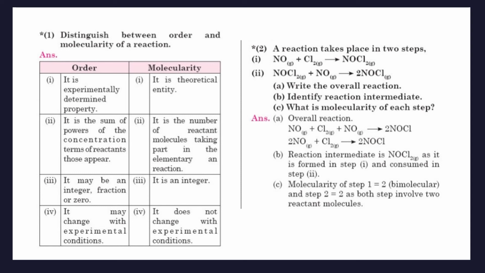Answer, overall reaction is NO plus Cl2 plus NO gives 2NOCl. This can be written as 2NO plus Cl2 gives 2NOCl. The reaction intermediate is NOCl2 as it is formed in step 1 and consumed in step 2. Molecularity of step 1 is equal to 2, that means it is a bimolecular reaction, and step 2 is also 2 as both steps involve 2 reactant molecules.